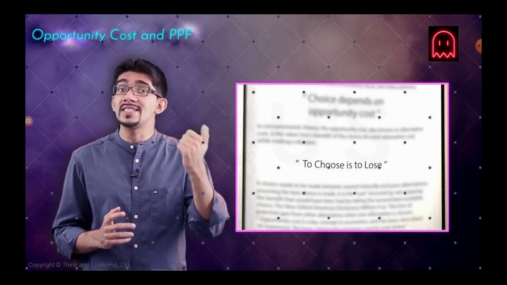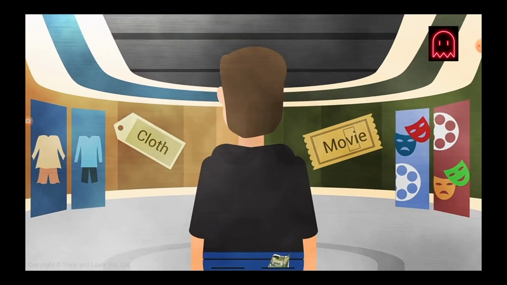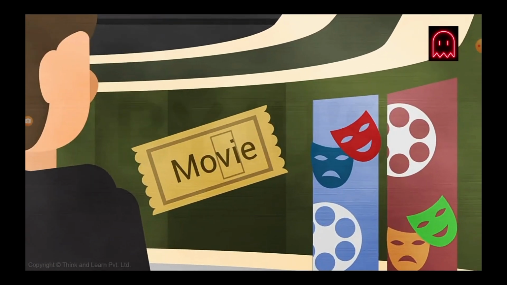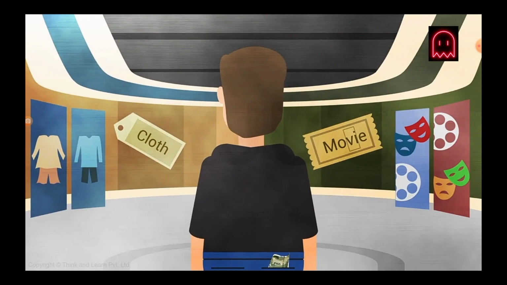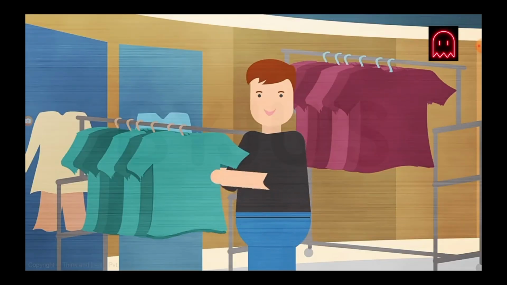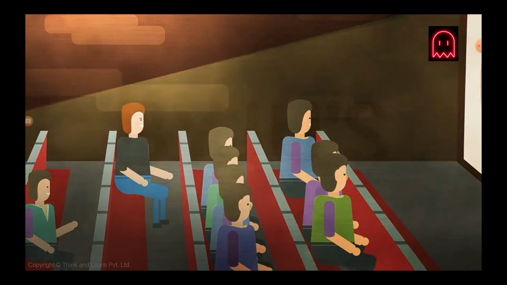Take the earlier example we used about your pocket money. Suppose you had only 500 rupees pocket money left. You can either watch a movie or buy a t-shirt. What will you do? You have to choose. If you choose the t-shirt, then what did you lose? The movie. If you chose the movie, then what did you lose? The t-shirt. Either way, you give up or you lose something. That is the opportunity cost of your choice. The next best thing you could have done with the resource, money or time that you have.